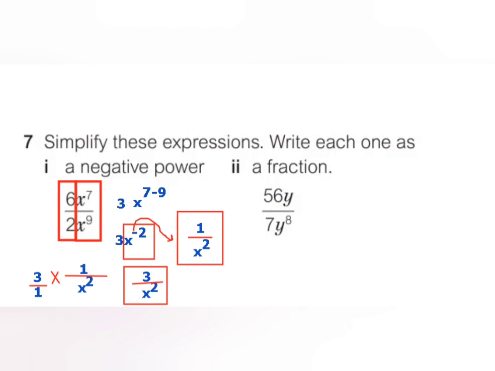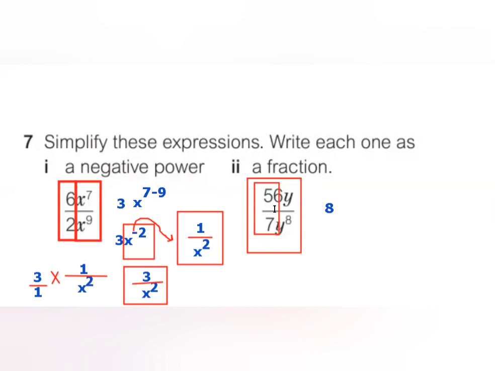Now, let's move on to the next one. We're going to do 56y divide 7y power of 8. We're going to follow the same steps. First, we're going to work on the coefficients. So first, 56 divide 7. And the answer will be 8. So we're going to put 8 here.